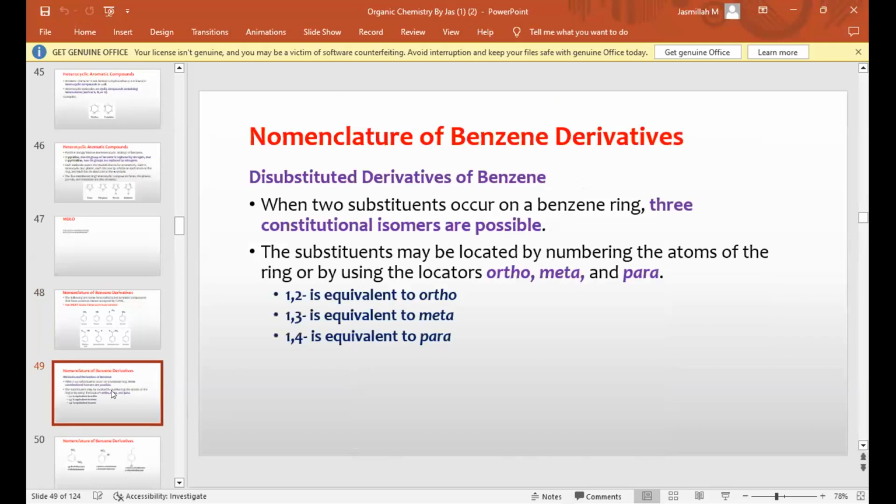So, nomenclature of benzene derivatives for disubstituted benzene derivatives. When two substituents occur on a benzene ring, 3 constitutional isomers are possible. The substituents may be located by numbering the atoms as either ortho, meta, or para. When the substituents are located at carbon 1 and 2, it's ortho. When it's 1 and 3, meta. Then 1 and 4 is para.